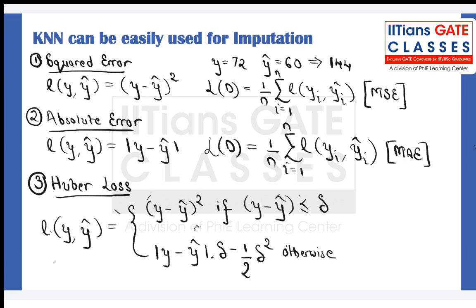Okay, let me repeat once again. This delta is a hyperparameter, which means a parameter that you will have to set on your own. If the difference between two data points is less than the delta, then the square won't blow up, so you can take the square. Or else you will just use the linear equation on the bottom, which is just the absolute difference, multiplied by delta, minus half of delta square. Okay, this is called the Huber loss.